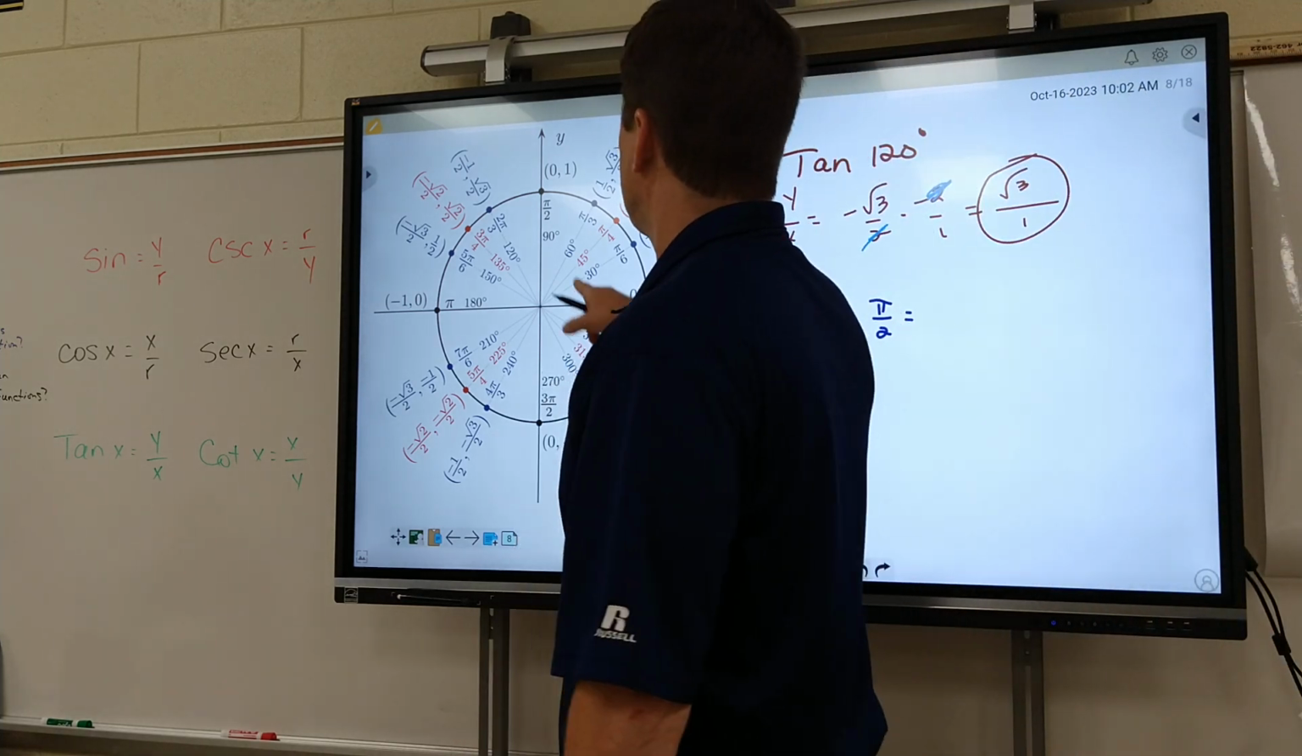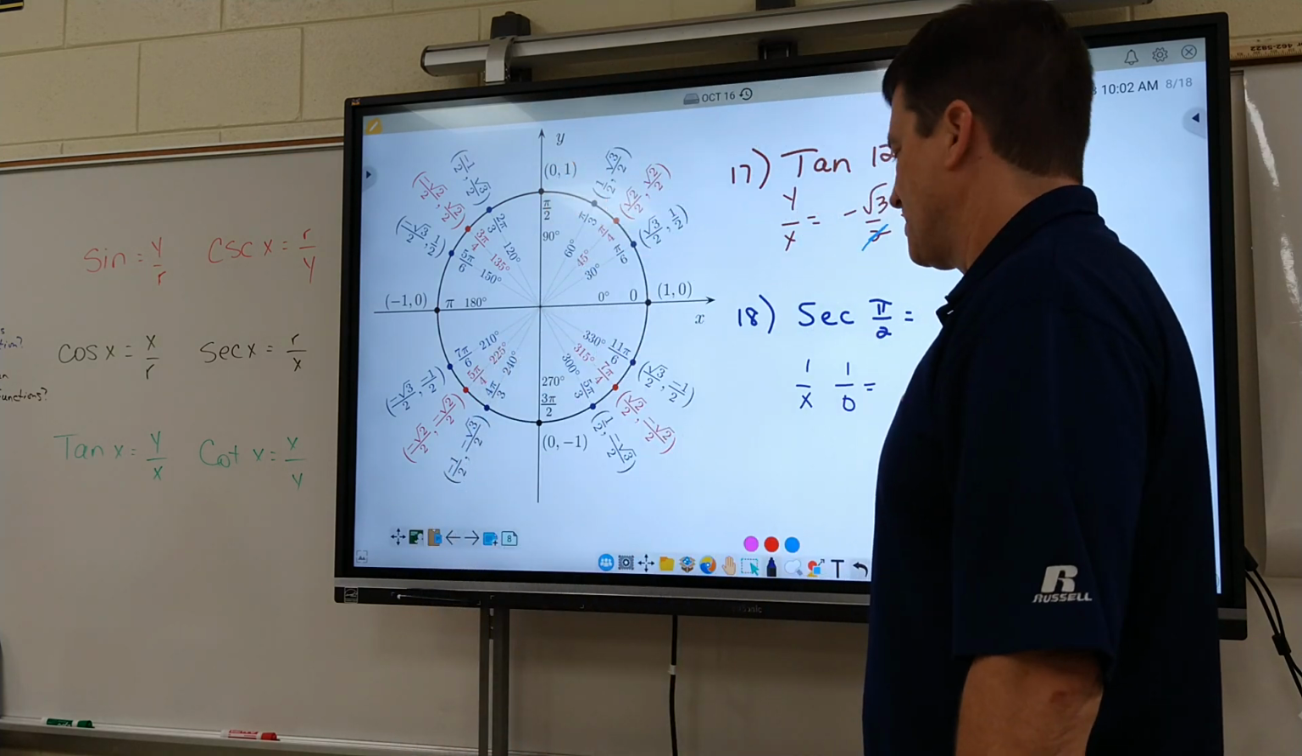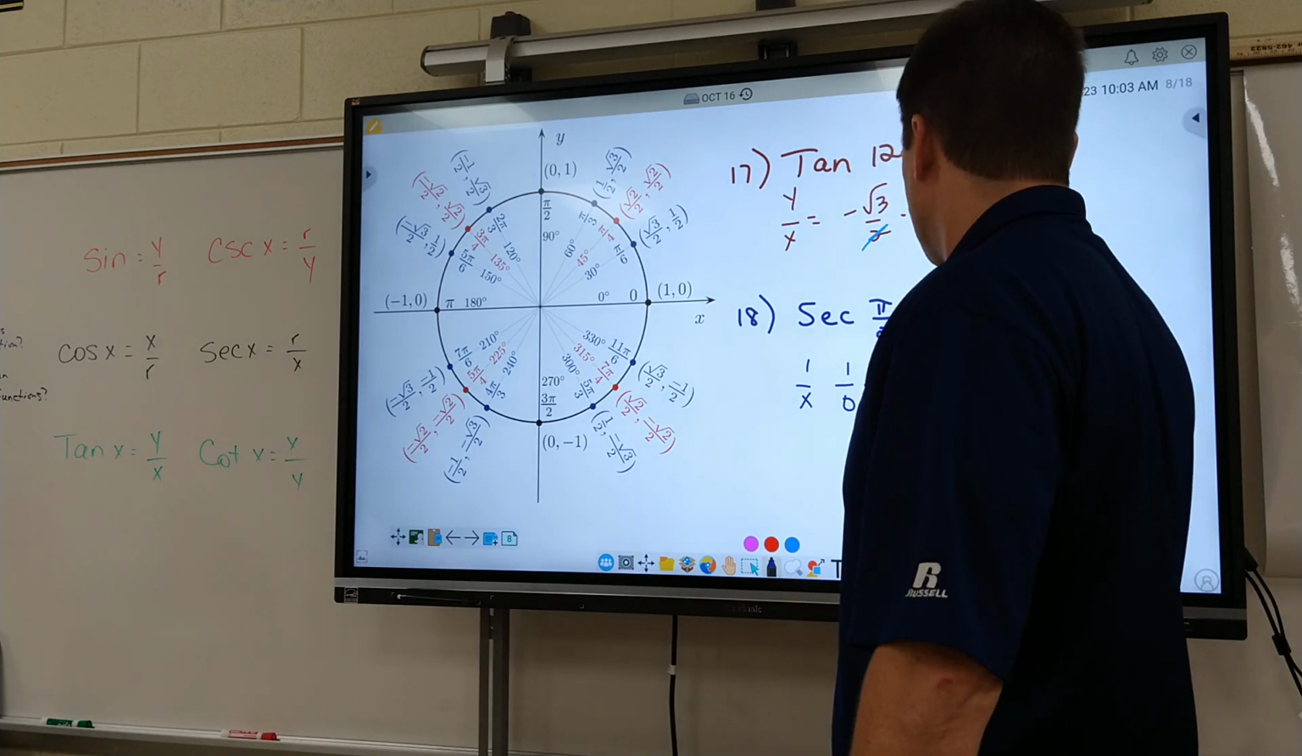Alright, so pi over 2 is there, 1 over x. I got 1 over 0. We had that a minute ago. Anytime 0 is on the bottom, it's no solution.